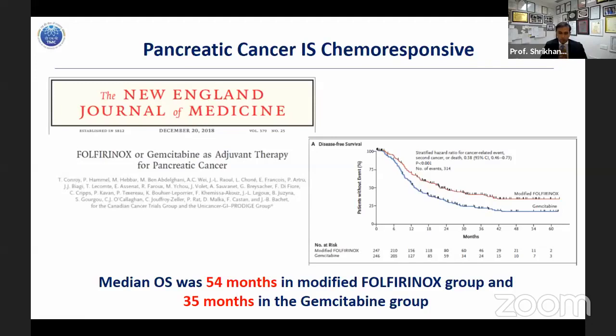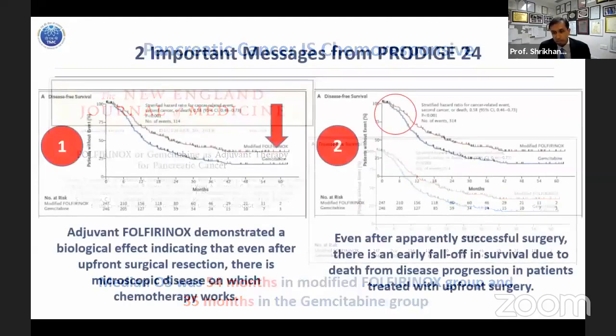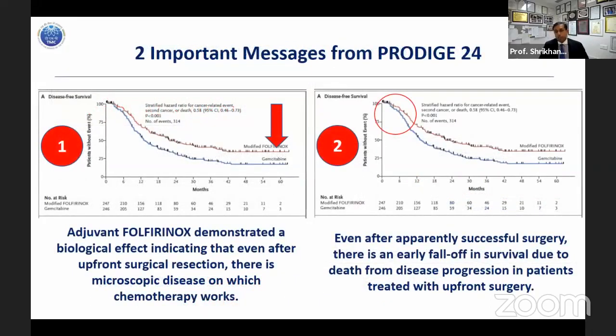I spoke to you about FOLFIRINOX and you see why, because this is the landmark publication. It came in 2011 as palliative chemotherapy in stage 4 pancreas cancer. Since then, in the last 2.5 years, it has evolved to adjuvant treatment. And the reason is you get a median overall survival of 54 months as compared to the long-standing gemcitabine, which was 35 months. But there were two lessons that we learned from this particular trial. And the lessons were very important.